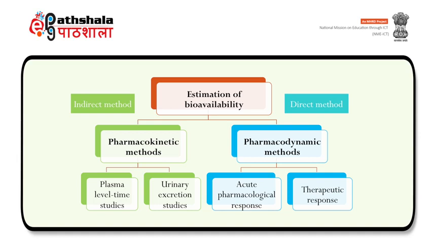The second method is the pharmacodynamic method. It is complementary to the pharmacokinetic approach and is a direct measurement of effectiveness of a drug as a function of time. The determination of bioavailability by the pharmacodynamic method involves two methods: the acute pharmacological response and the therapeutic response.